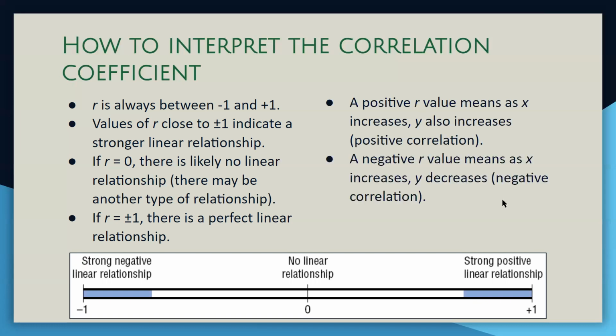A negative R value means that as X increases, Y decreases. The variables change in opposite direction. And we would say that X and Y share a negative correlation. If you were to graph X and Y, that graph would have a negative slope. It would tilt downwards.